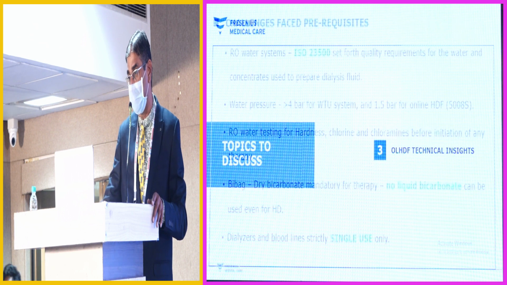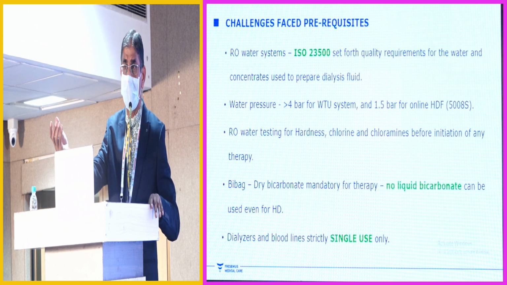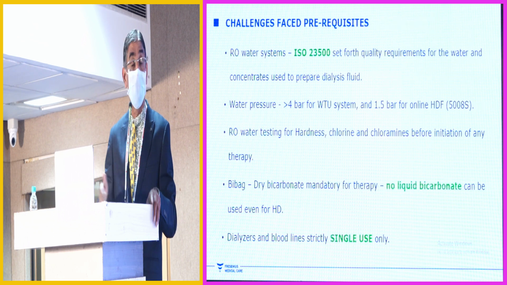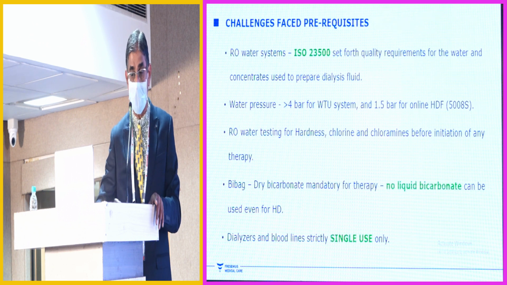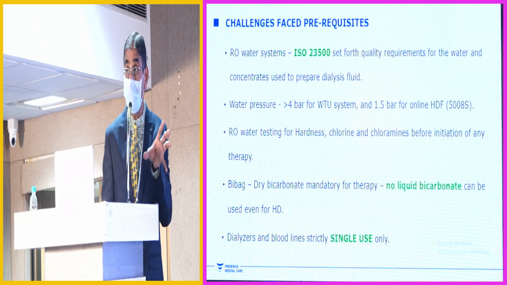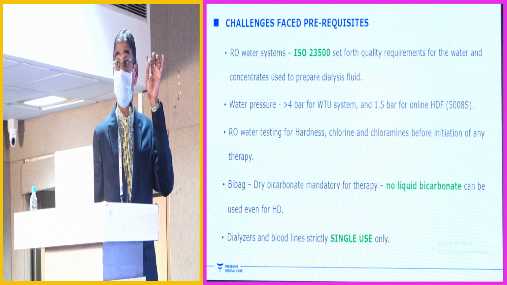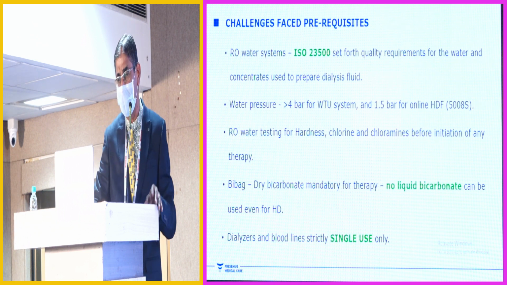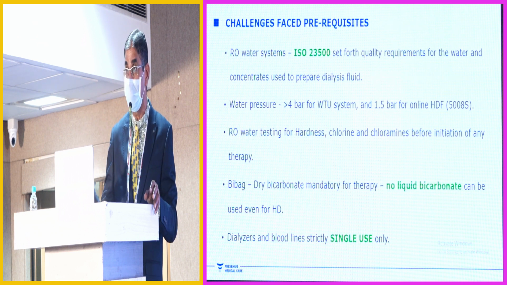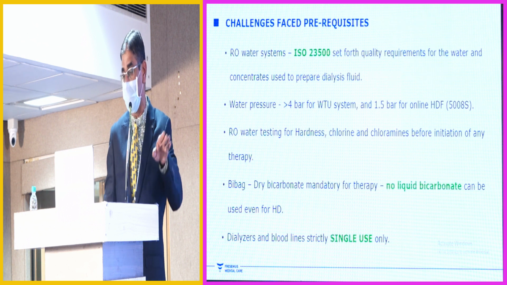Over to the technical insights. There are a lot of challenges in India. Even if it is an Indian RO system or an imported RO system, one needs to really do a hardness test and a chloramine test, because the machine is going to automatically manufacture the replacement or substitution fluid and deliver it into the systemic circulation. So one needs to have a calcium report as well as chloramine every 4th hour if you are doing online hemodiafiltration. Ideally, even for HD, you have to do it.